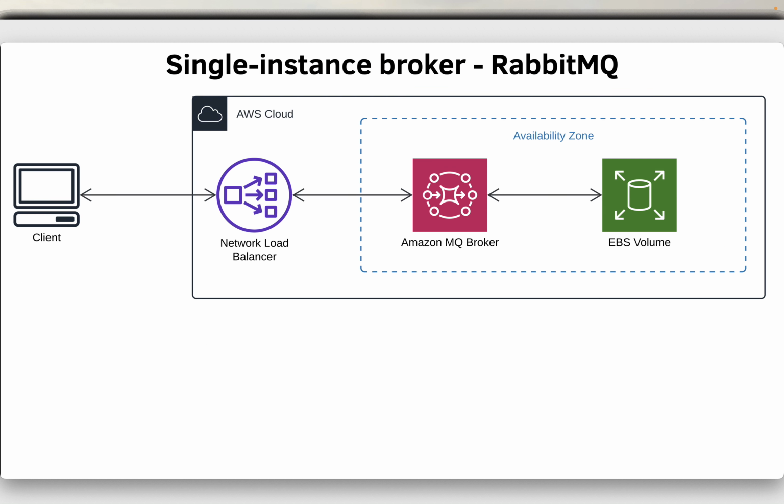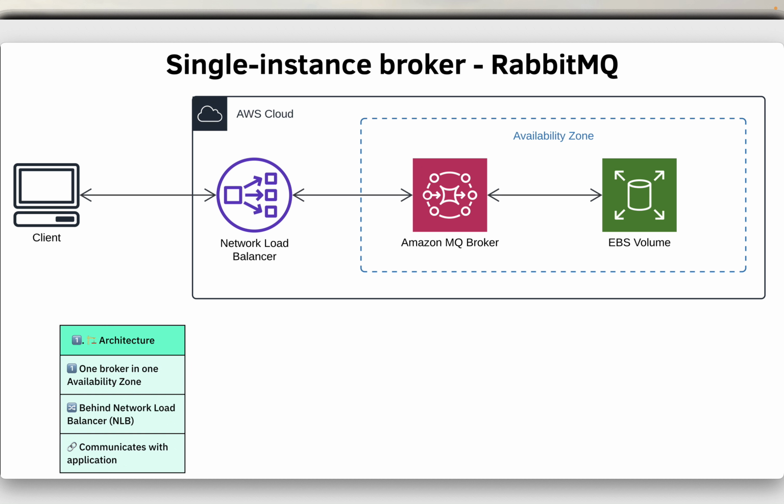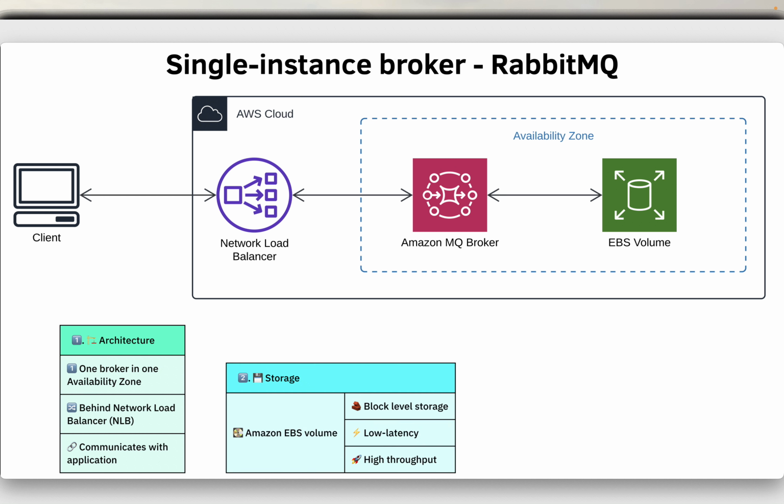And this is the single instance broker for RabbitMQ. The architecture of a single instance broker consists of one broker located in a single availability zone, positioned behind a network load balancer, and this broker communicates directly with your application. For storage, the single instance broker utilizes an Amazon EBS volume. This provides block level storage optimized for low latency and high throughput operations.